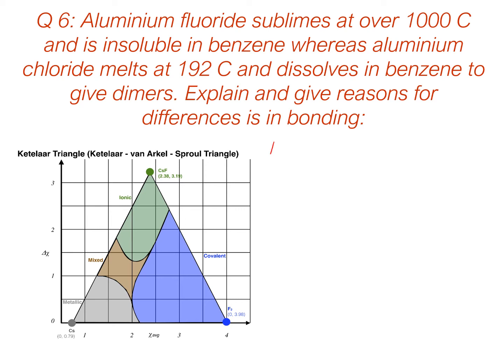So we can say aluminium fluoride, which is AlF3, has more ionic character, or is ionic bonding, whereas aluminium chloride, Al2Cl6, has a much more covalent character. And because of this, we know ionic bonds are really strong. That's why it has such a high sublimation temperature at like 1000 degrees. Whereas the covalent bonding in aluminium chloride is much weaker, and that's why its melting point is much lower.